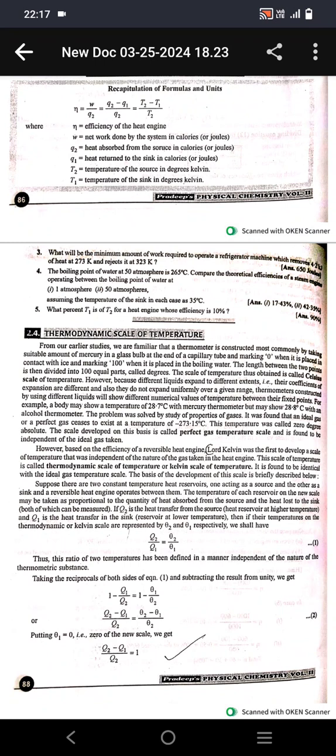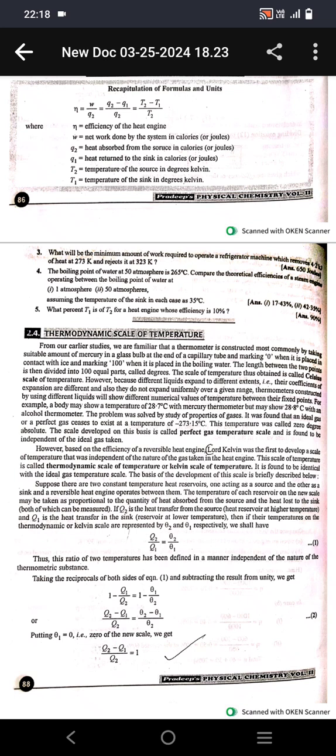However, because different liquids expand to different extents, that is, their coefficients of expansion are different, and also they do not expand uniformly over a given range, thermometers constructed by using different liquids will show different numerical values of temperature between their fixed points. For example, a body may show a temperature of 28.7 degrees Celsius with a mercury thermometer, but may show 28.8 degrees Celsius with an alcohol thermometer.